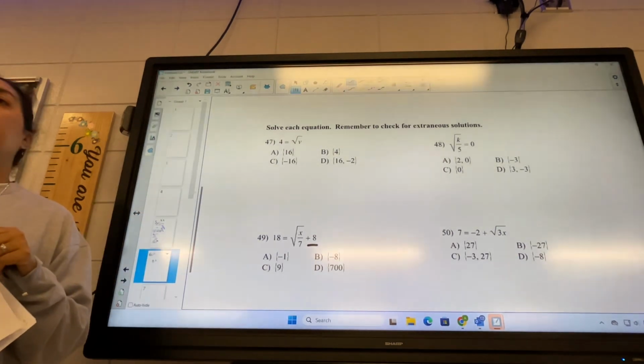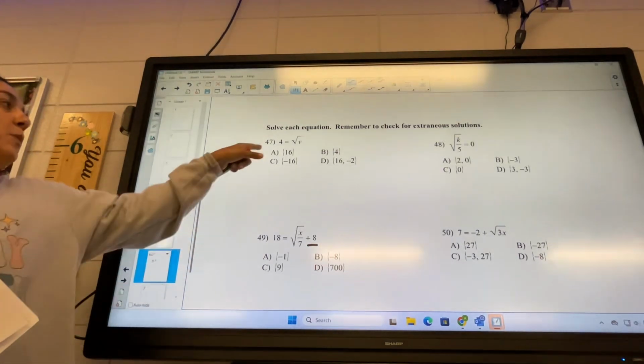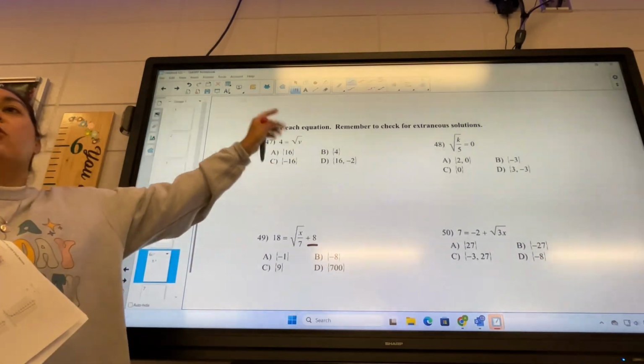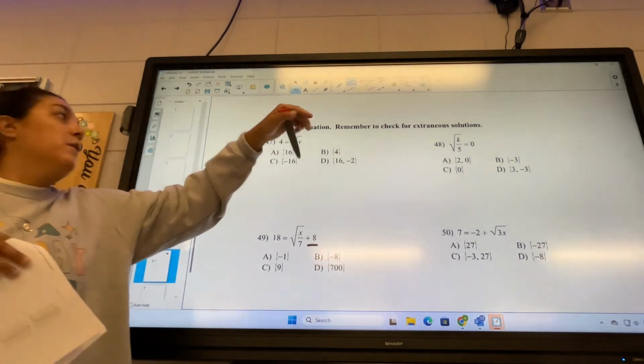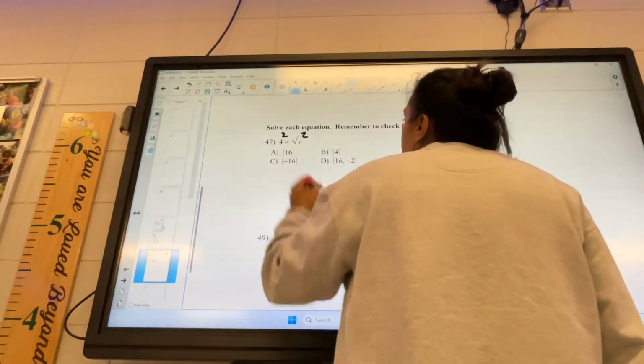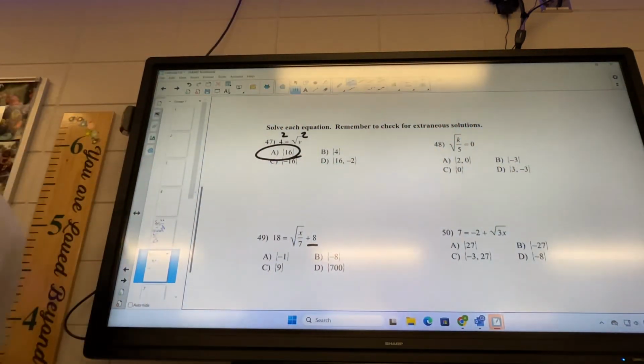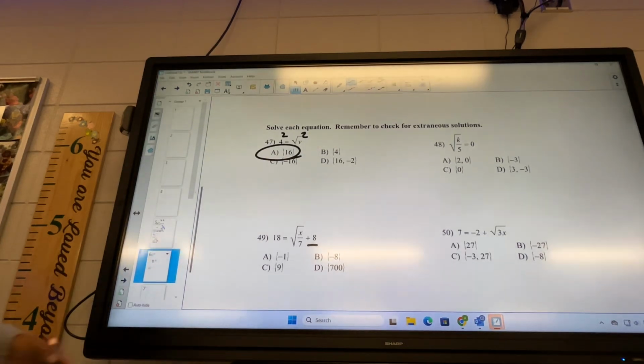What on 50 do we have to move first? On 50, the minus 2. Okay, so on this one, is everything underneath the radical on the radical side? Yes. Okay, so we can go ahead and say baby 2, baby 2. Okay, and so 4 squared is 16. That'll be 8. Okay, 49. What do we need to move first?